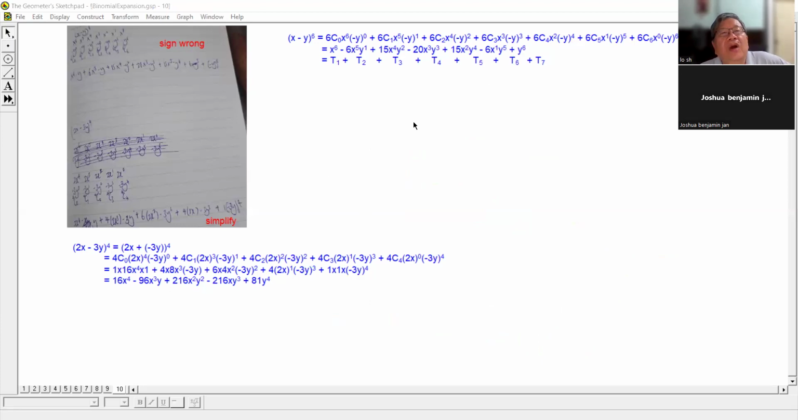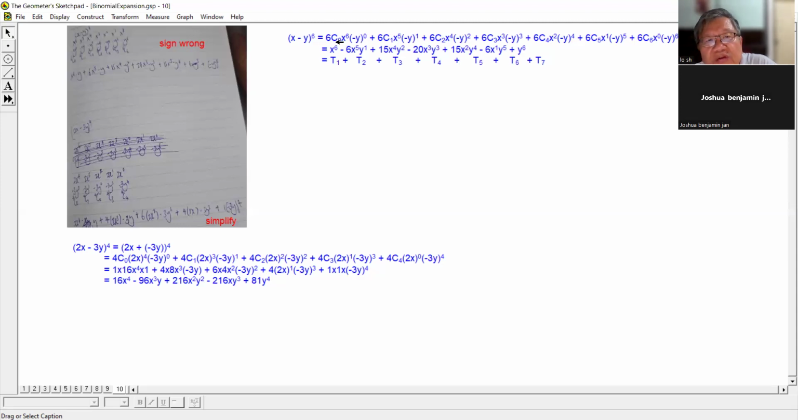Okay. So x minus y to the power of 6. How many terms are there? 7. 7, correct. What are the 7 terms? They are 6c0, 6c1, 6c2, 6c3, until 6c6. 1 to 6, there are 6 terms, plus 0, 7 terms.